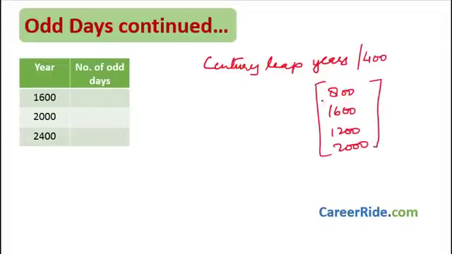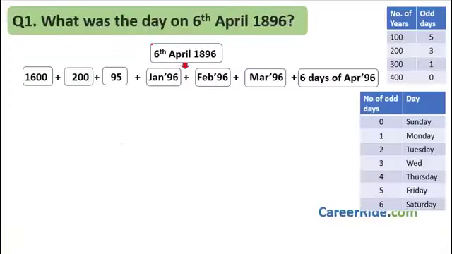And we just saw that in every century leap year, we have 0 odd days, which means the year 1600 will have 0 odd days. 2000 will have 0 odd days. 2400 will again have 0 odd days. If you keep this much in mind, a lot of questions will become very, very easy to solve. Now let us begin to solve some questions from this chapter.